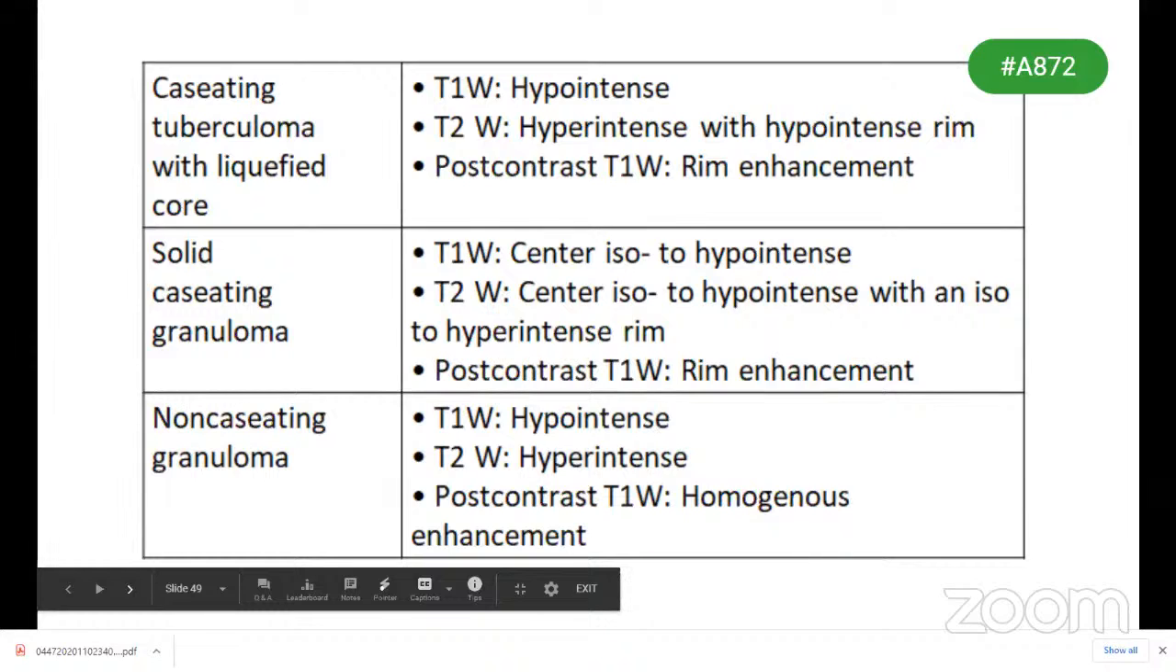Solid caseating granulomas, the center is usually either iso or hypo, and on T2 the center may appear iso or hypo with an iso or hyperintense ring. So unlike caseating, where the center is hyperintense because of the caseation, the solid tuberculomas can be iso or hypo, while the non-caseating tuberculomas are hyperintense on T2, and there is a homogeneous enhancement. Unlike the other where there is a rim enhancement, the non-caseating would show a homogeneous enhancement. That's how you can differentiate between caseating, solid or non-caseating tuberculomas.